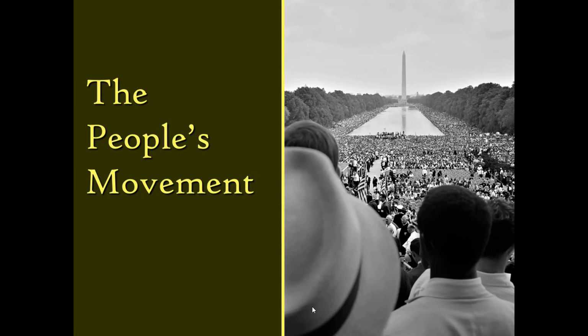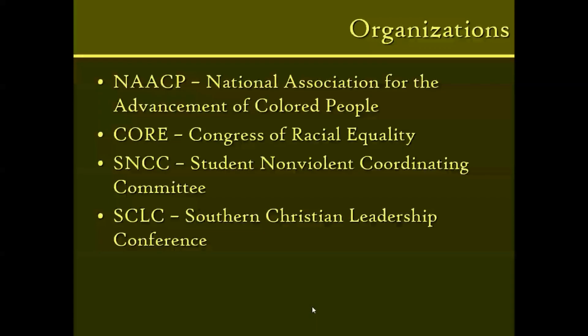All right, the People's Movement. This is a picture taken on the March on Washington, D.C. in 1963. A couple of the organizations we've already kind of talked about: the NAACP; CORE, which is the Congress of Racial Equality; SNCC, the Student Nonviolent Coordinating Committee; and the SCLC, the Southern Christian Leadership Conference.